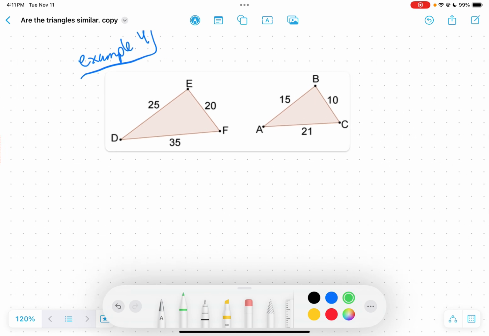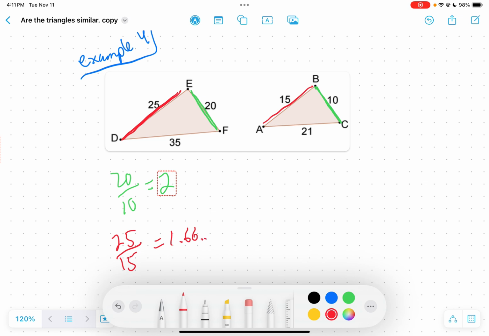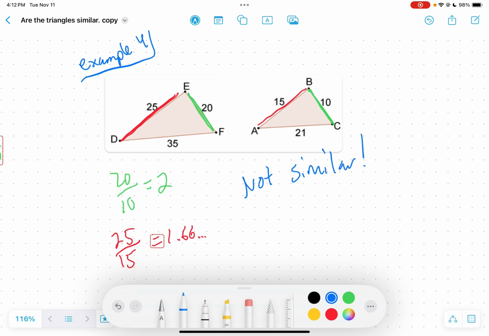So this one is nice because they already kind of lined it up for me. So I'll just start. 20 divided by 10 is 2. This one's easy to just check. I can quickly see, well, 25 divided by 15 is 1.666. So I can see just by checking two ratios, these are not similar. The ratios are not the same.